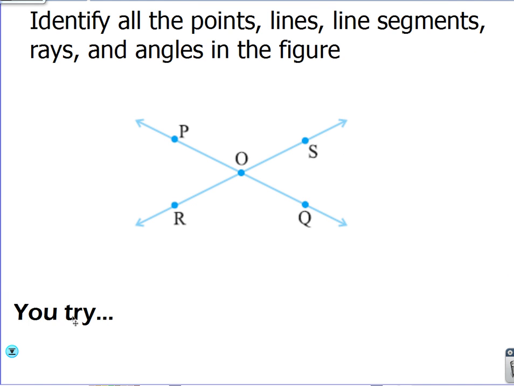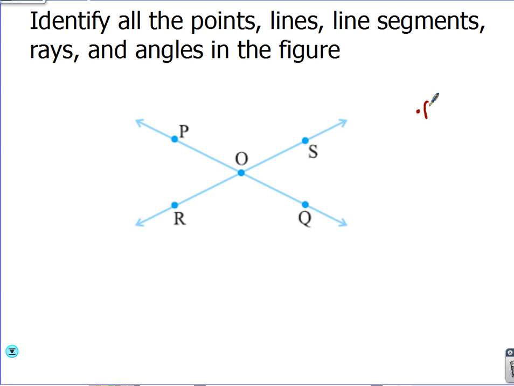Okay, let's bring all that stuff together now. Let's try it. It says identify all points, lines, line segments, rays, and angles. I think that's all of our different definitions. We've all got them now. Identify all the points. Well, let's not do all of them. Nicole, just give me any point that's on this figure.